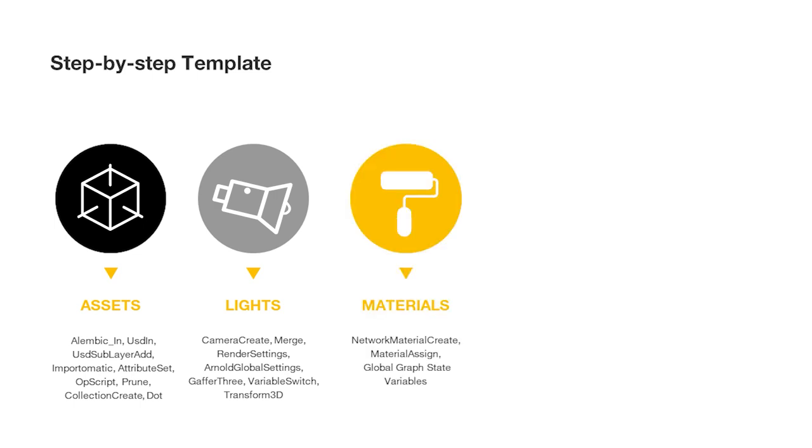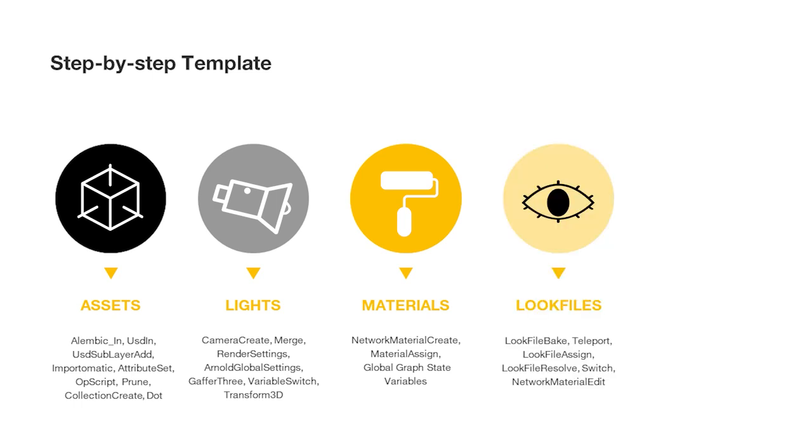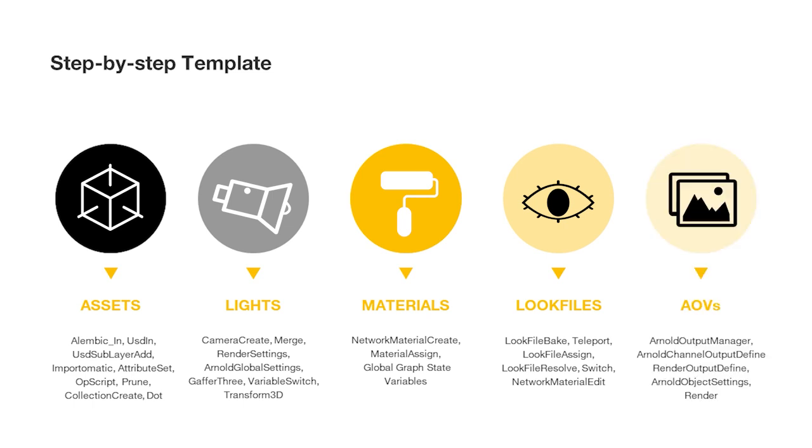The third one will be an obvious and important step for LookDev, as we will be creating materials and assigning them to the asset. The fourth one will be look file baking and its magic. The fifth one will be building AOVs in Arnold and the render settings. And as a bonus feature, we will learn how to build a turntable project and turn it into a macro.